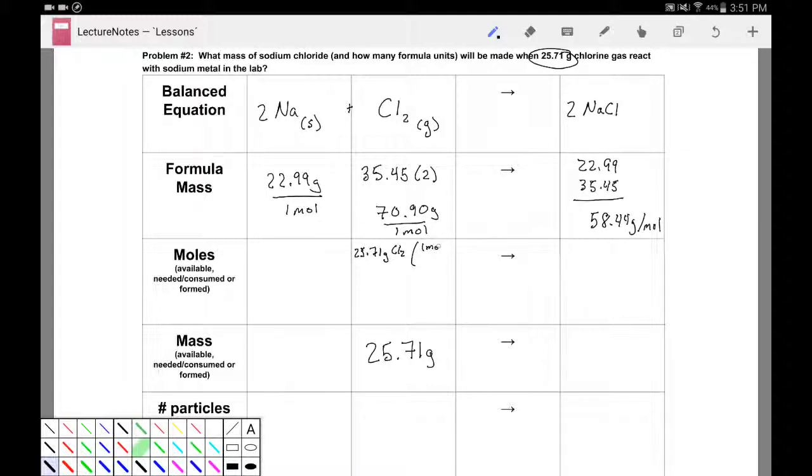So 1 mole of chlorine gas, 70.90 grams. When we do that calculation, we find that we have 0.3626 moles of chlorine gas available.